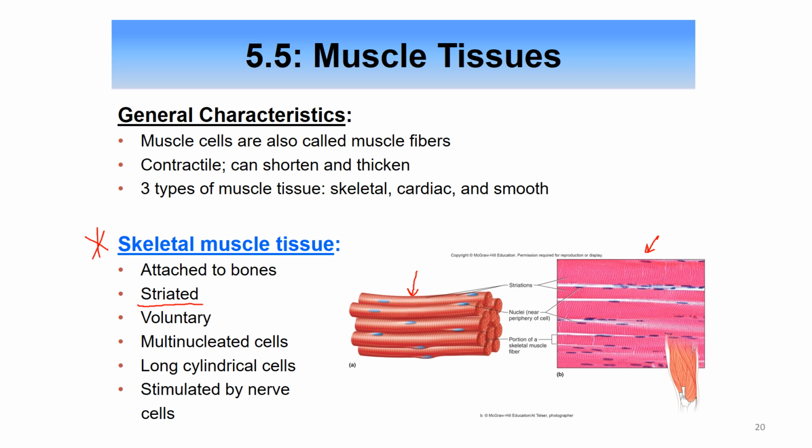Note that skeletal muscle tissue is voluntary, so we're consciously in control of skeletal muscles. They are multinucleated, they have many nuclei inside. They're long cylindrical cells. Skeletal muscle only works if it's stimulated by nerve signals.